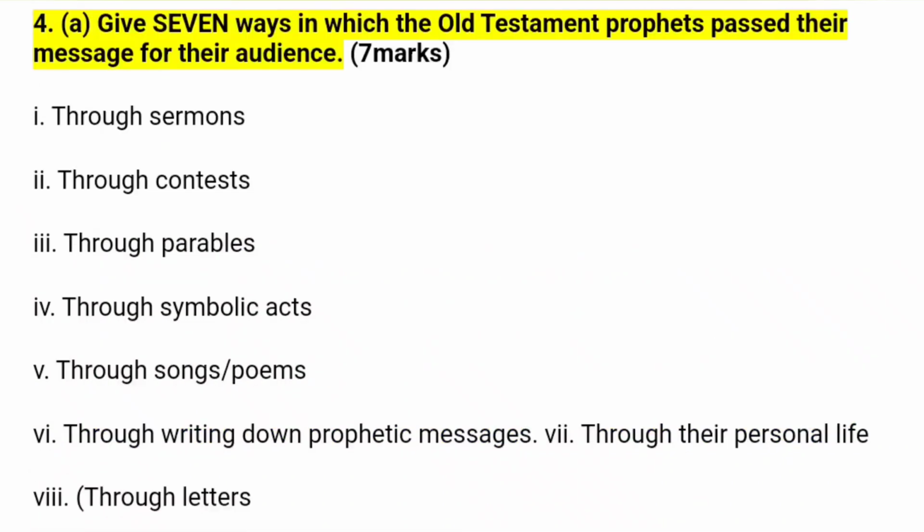4. A. Give 7 ways in which the Old Testament prophets passed their message to their audience. 7 marks. 1. Through sermons. 2. Through contests. 3. Through parables. 4. Through symbolic acts. 5. Through songs and poems. 6. Through writing down prophetic messages. 7. Through their personal life.